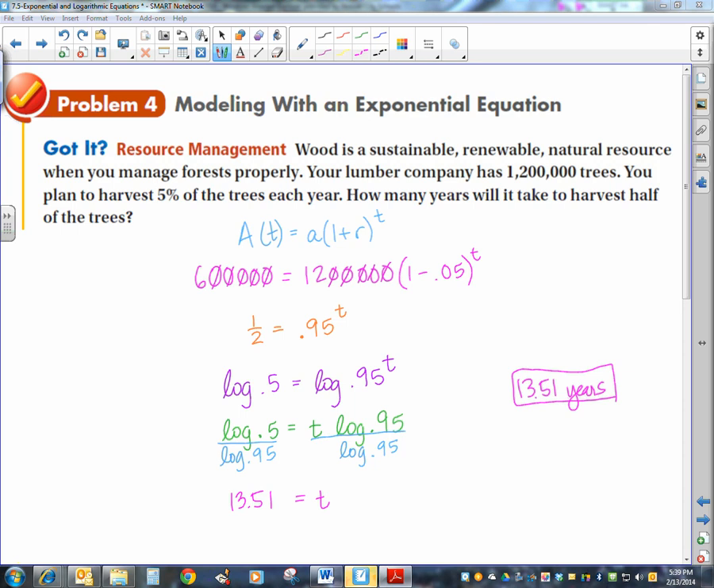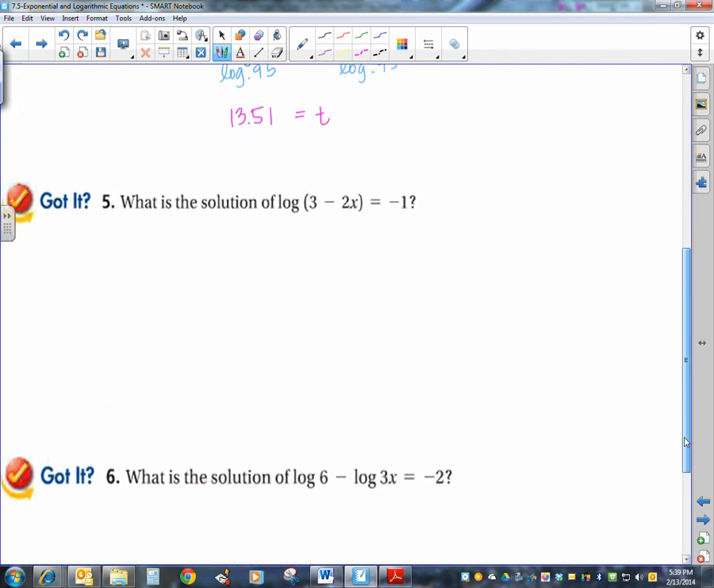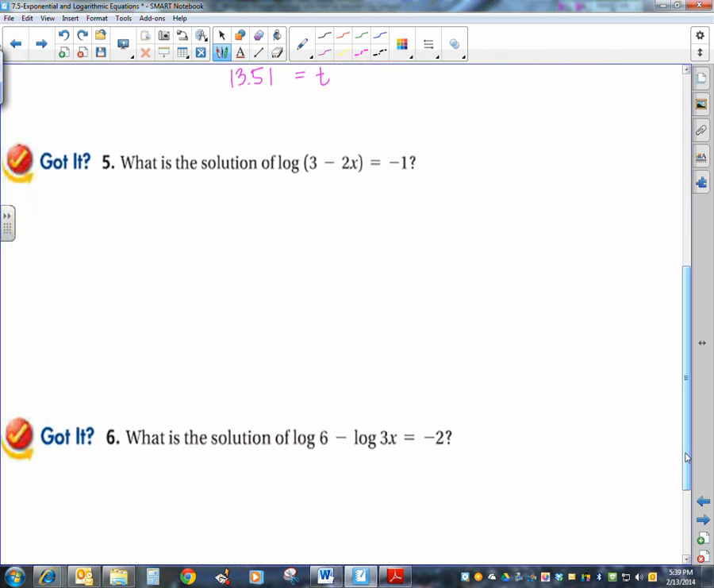Okay, the second part of what we're supposed to talk about today is logarithmic equations. Okay, so in our logarithmic equations, we have one log in our problem. Let me go highlight this so you can tell what we're solving. This part right here. There's my equation. Log of 3 minus 2x equals negative 1. Okay, you're going to solve this problem.